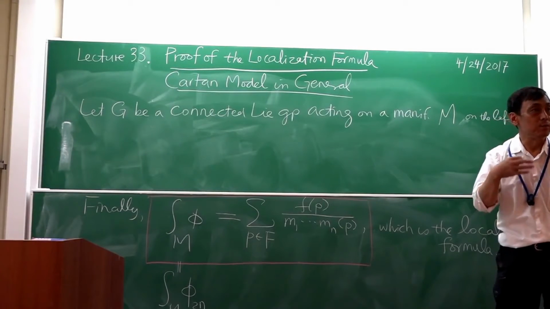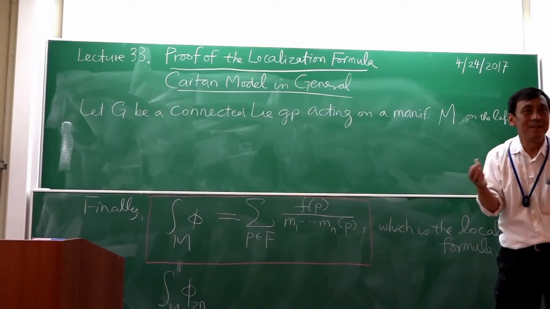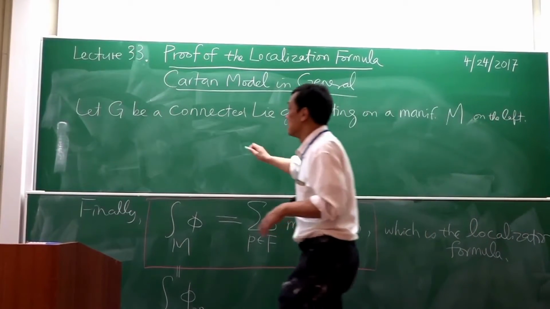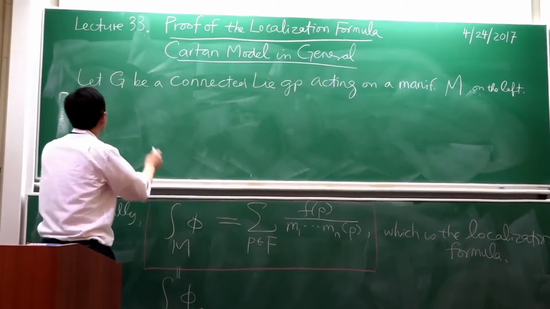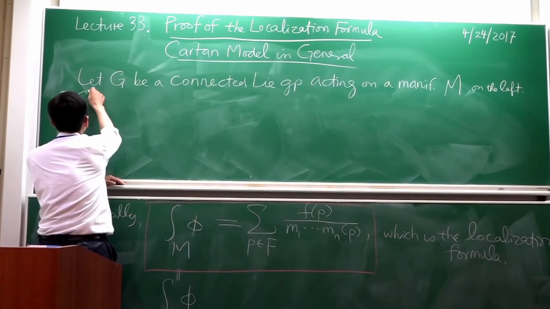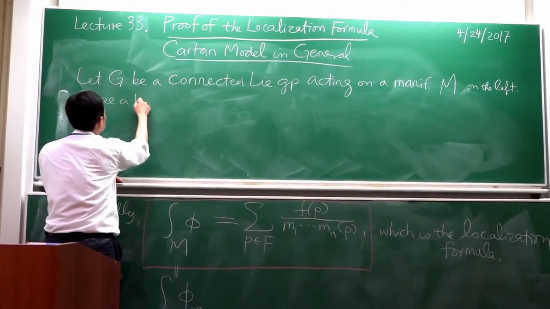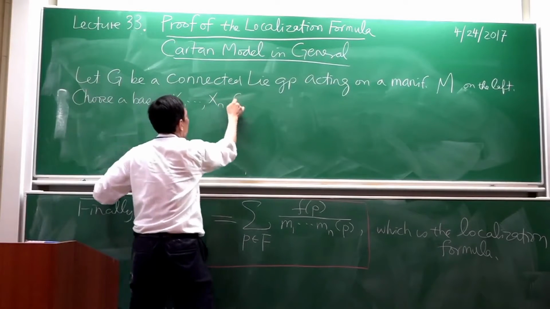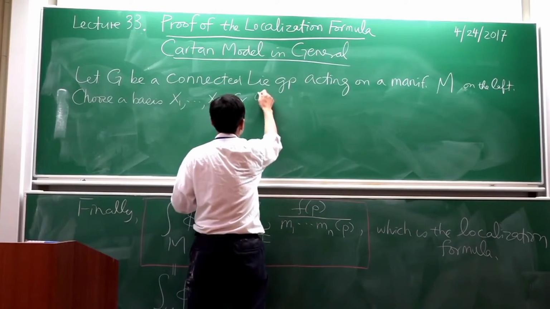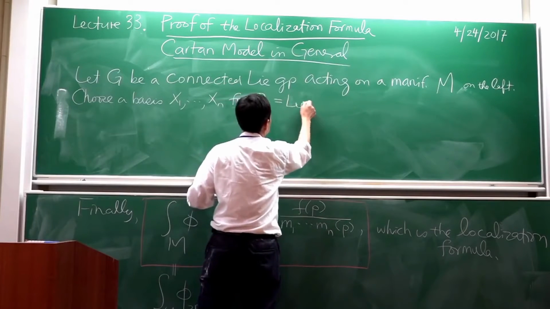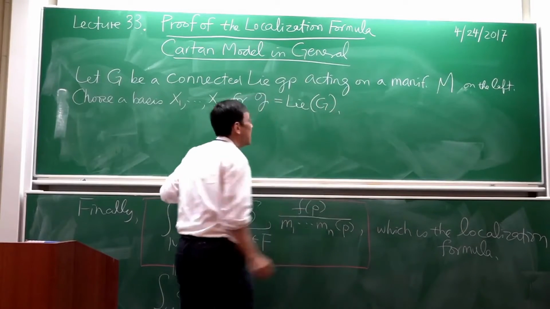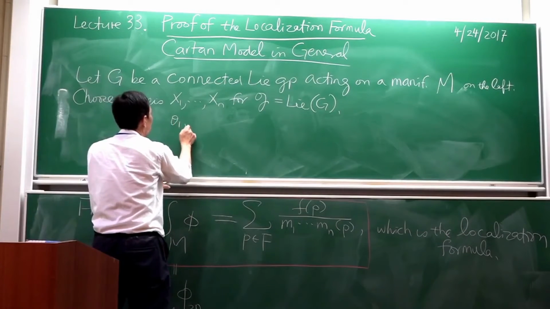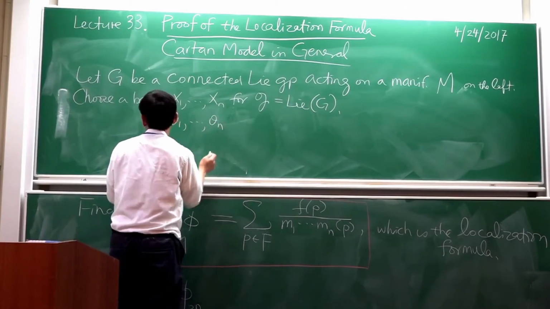Okay. So I want to review a little bit the Weil algebra and the Weil model and the Cartan model. So we choose a basis x_1 to x_n for the Lie algebra of G. And then we have a dual basis, theta 1 to theta n.